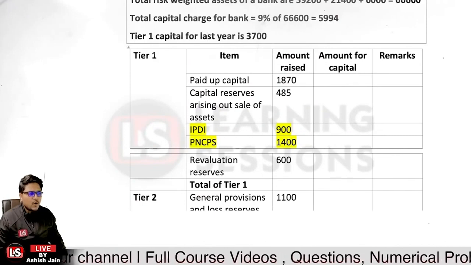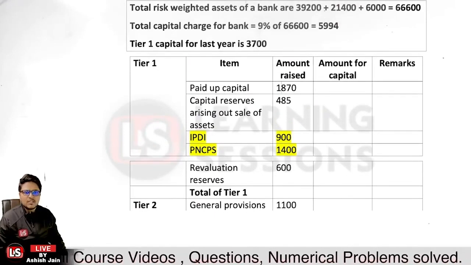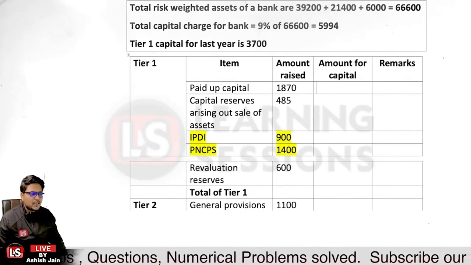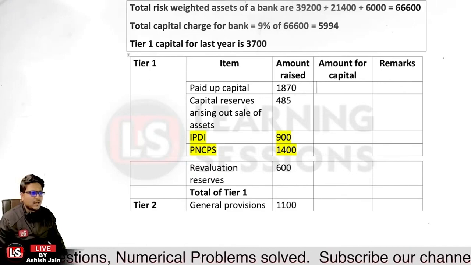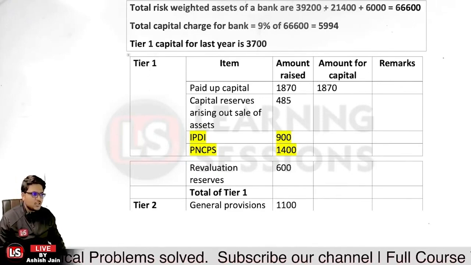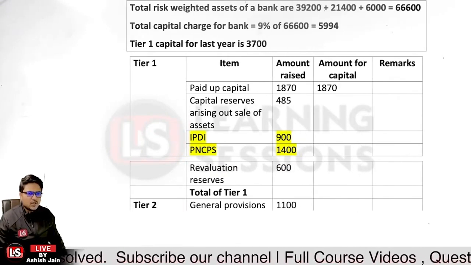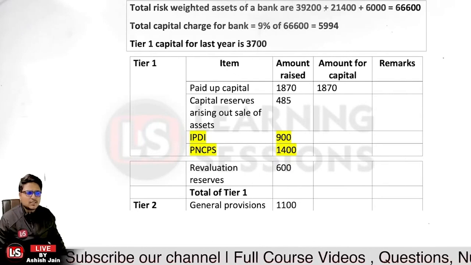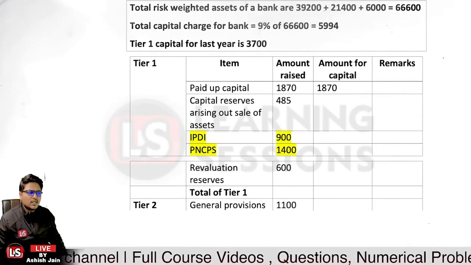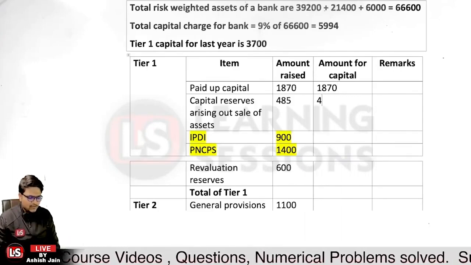So what amount would be included from the tier 1 capitals? First of all, let us have a look at the components of the tier 1 capital. So for the paid up capital, would there be any haircut in it? There would be no haircut. So value would be used as such. So it is 1,870. And in the case of the capital reserves arising out of the sale of the assets, it will also be used as such. So it will be 485 again.